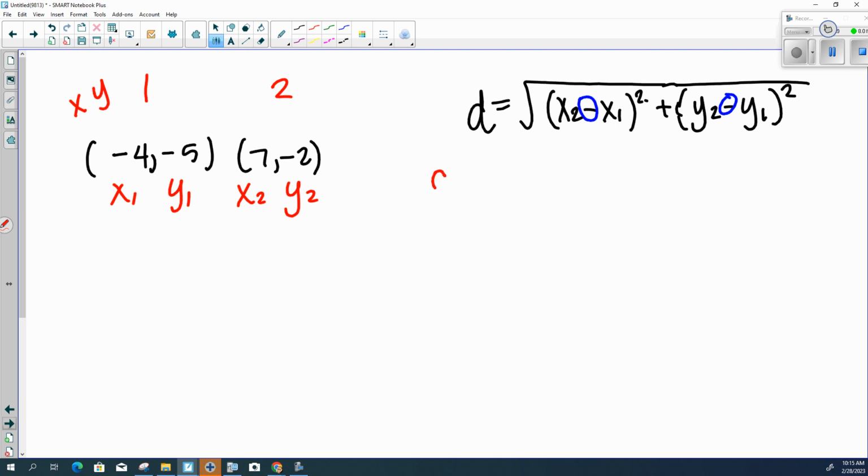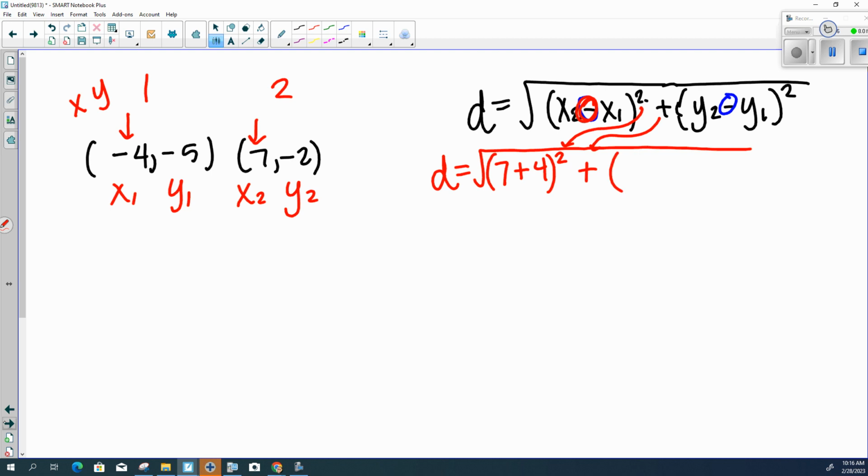Step number 2, plug these into your formula. So open parentheses. Let's plug in the number that we've got for x2, which is a 7. And then I do the minus sign. And then I look at what I have for x1. It's a negative 4. So minus negative 4 is going to become a plus. Bring down the squared, bring down the plus, open parentheses. What do we have for y2? Negative 2. Bring down the minus from the equation. Look at y1. Negative 5. Negative 2 minus negative 5.